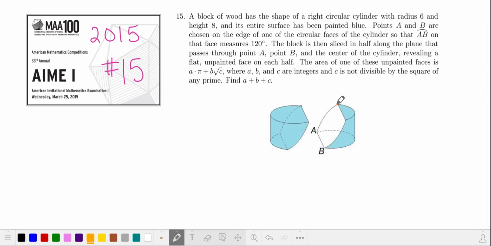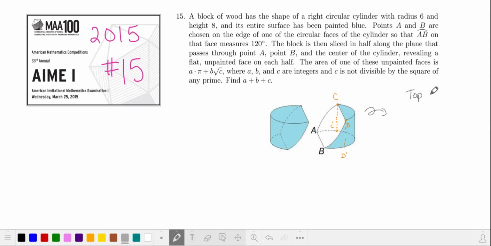Let's call these 2 points on the top circle where the slice intersects the top circle. We'll call these 2 points C and D. Then I'm going to drop a perpendicular down from C and D to the bottom circle to these corresponding points C prime and D prime.